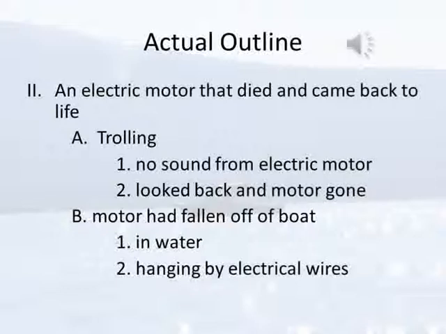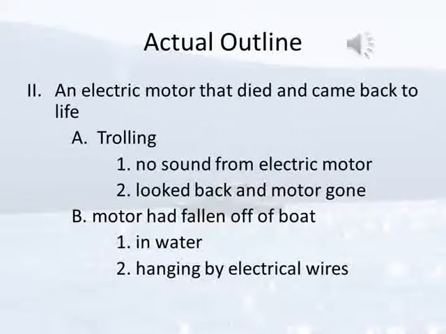Roman numeral 2 refers to the second paragraph in a 5-paragraph essay. It talks about the first point of the thesis. In this case, it was an electric motor that died and came back to life. Again, notice that Roman numeral 2 has no complete sentences anywhere. You are not writing your essay in the outline. You are merely giving words and phrases to help you remember what you want to write about in the essay.